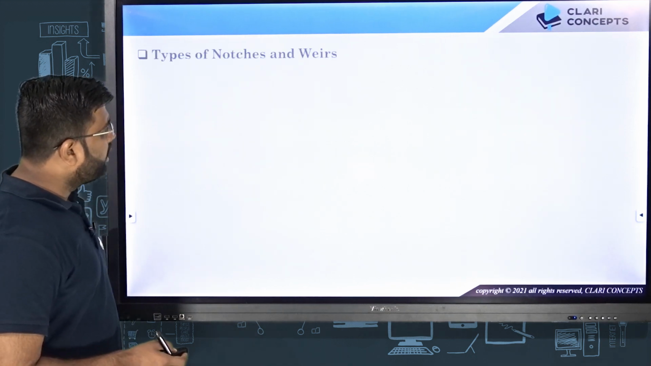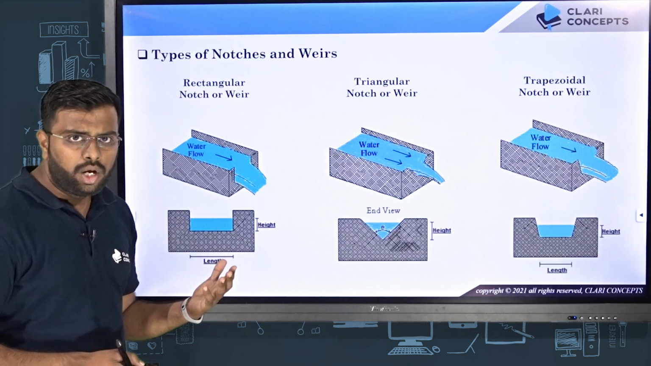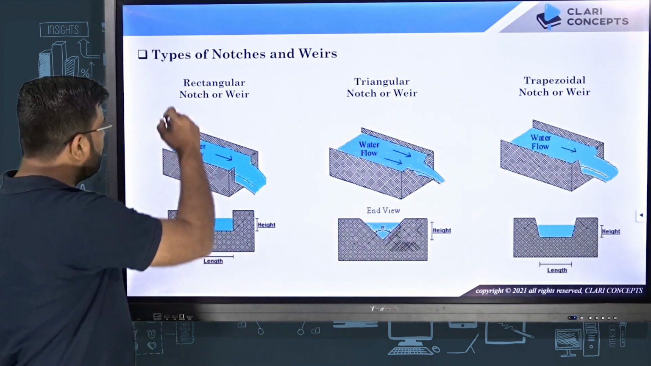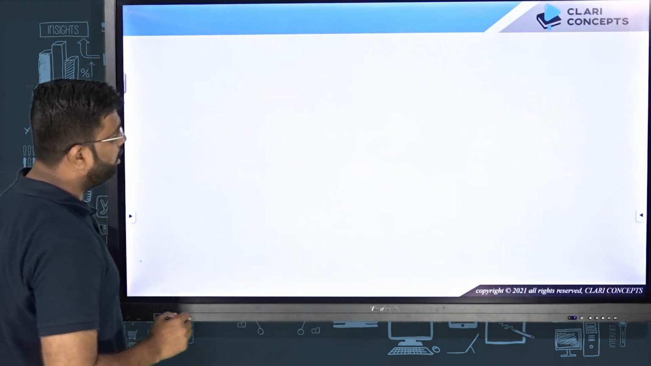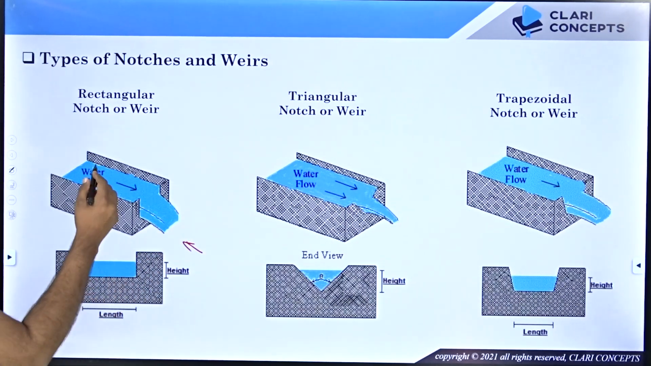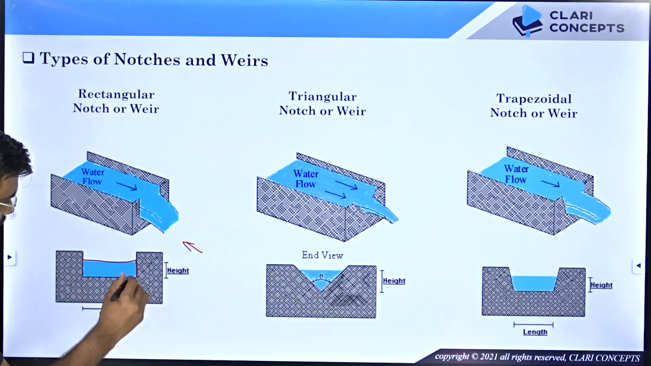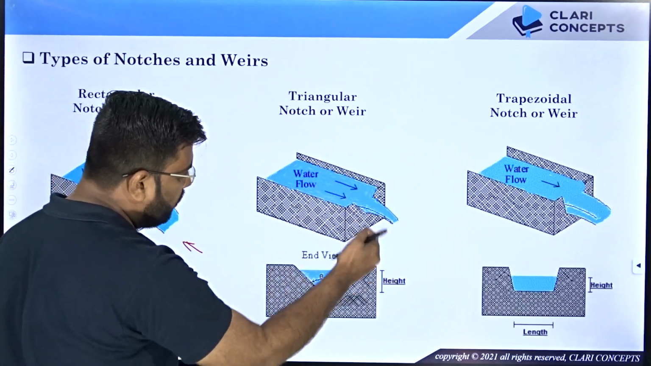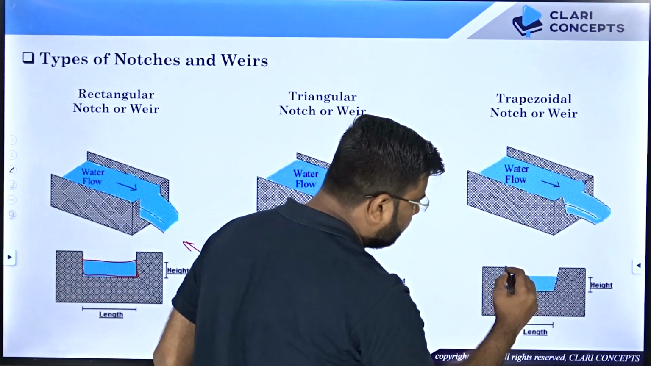Now, we have seen that there are three categories of notches, depending on the shape of the fluid in that channel. One is the rectangular notch, one is the triangular notch, and another is the trapezoidal notch. From the front view, with a rectangular notch, the water takes the shape of a rectangular section. This is water coming out of this notch, right? Similarly, with a triangular or V notch, the water takes the shape of a triangle. And with the trapezoidal notch, the water takes the shape of a trapezium.